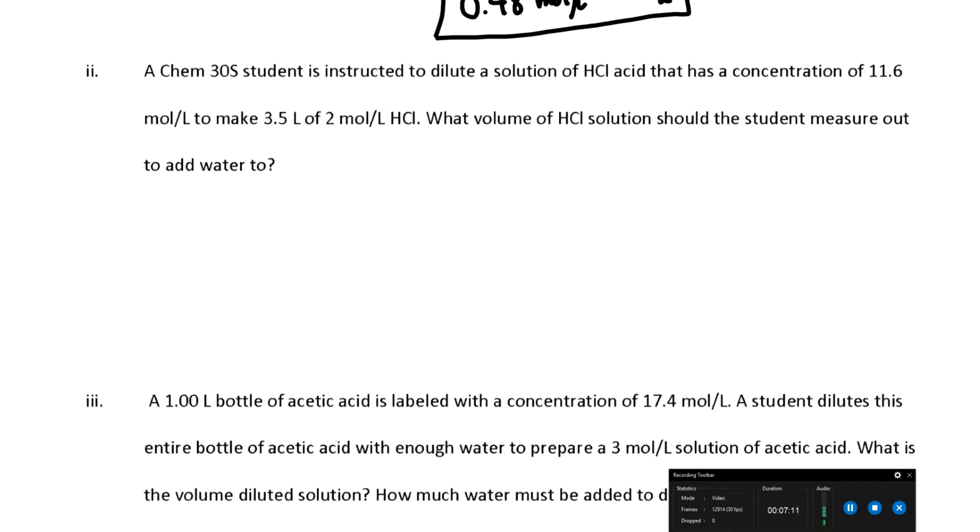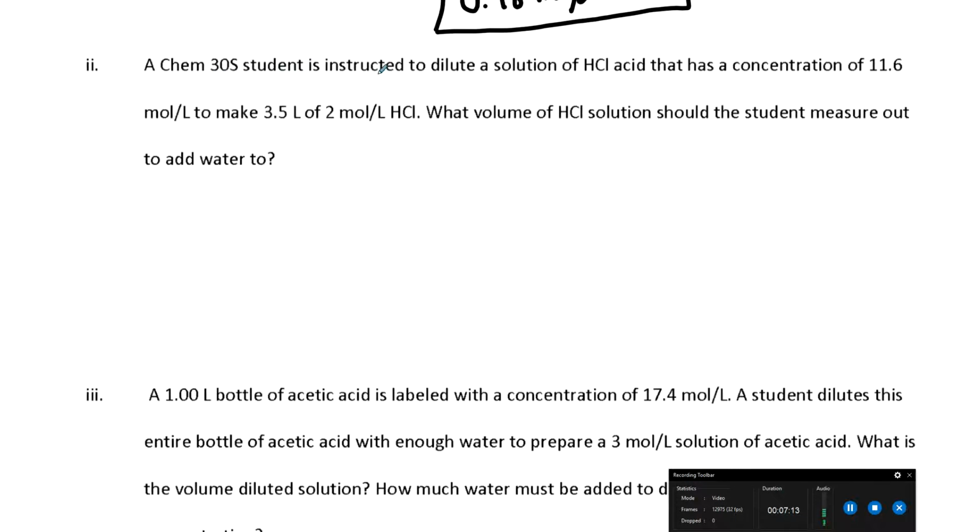Okay, let's try another one. A Chem 30S student is instructed to dilute a solution of hydrochloric acid that has a concentration of 11.6 moles per liter to make 3.5 liters of 2 mole per liter hydrochloric acid. What volume of HCl solution should the student measure out to add water to? Okay, so we've got everything in the correct units. Let's just identify what we're dealing with.